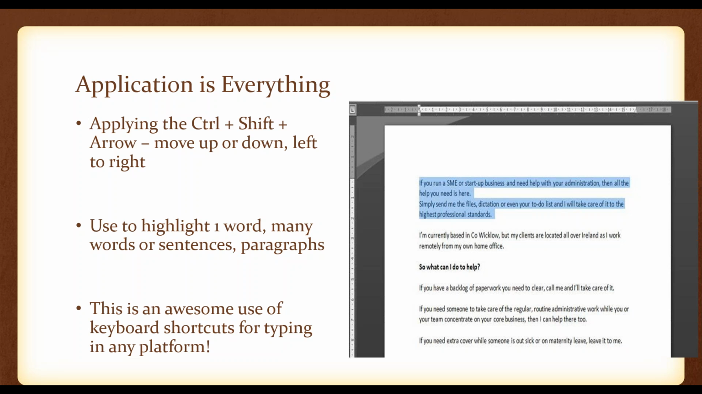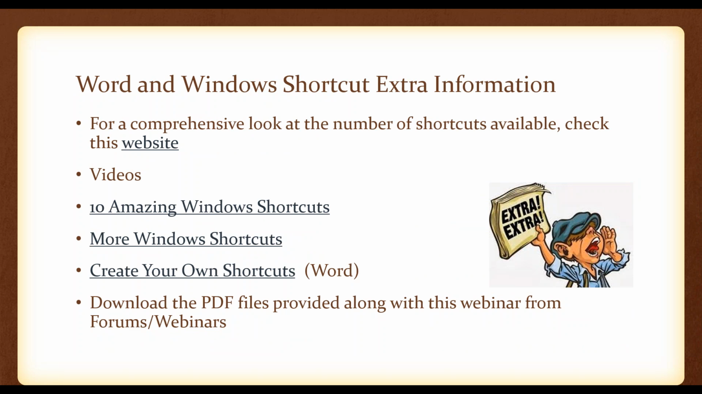Again, application is everything. So the Control Shift arrow moving up, down, left, right, as you can see, I highlighted all that text just by using my keyboard. You can use it to highlight one word, many words or sentences or whole paragraphs, the entire report. So it's kind of a super shortcut group that you want to learn, from moving your cursor to different places in the report without ever touching your mouse, and then being able to highlight that text. That's going to save you time, and it's going to make you more money.